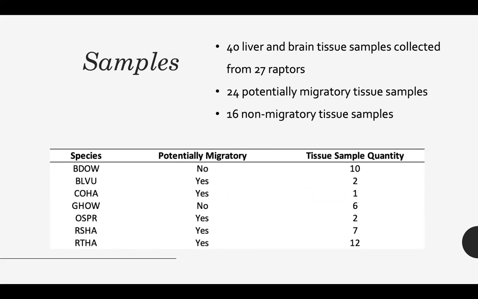24 potentially migratory raptor tissues were collected and 16 non-migratory tissue samples. And as you can see in this graph, you can see the species, whether they are potentially migratory or not, as well as the quantity of tissue samples collected. And I'll go down the list to explain the acronyms. So BDOW is barred owl, BLVU is black vulture, COHA is Cooper's hawk, GHOW is great horned owl, OSPR is osprey, RSHA is red-shouldered hawk, and RTHA is red-tailed hawk.